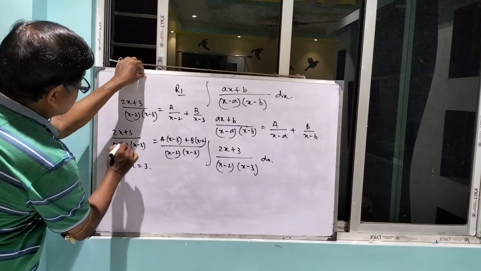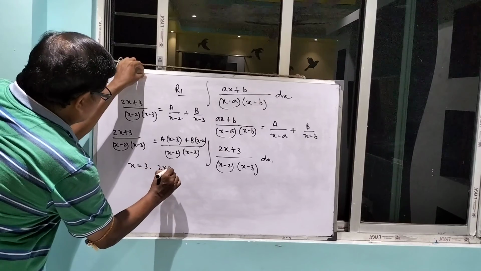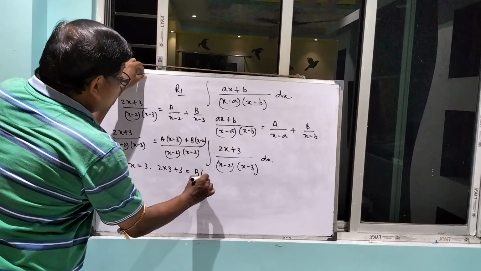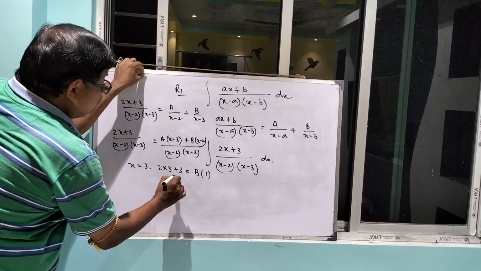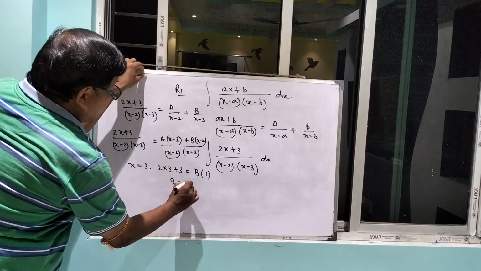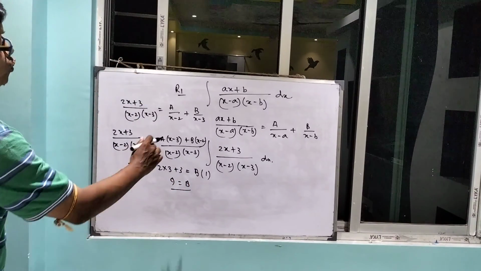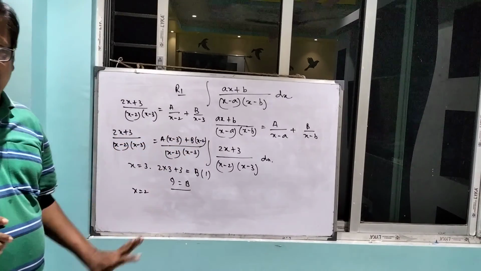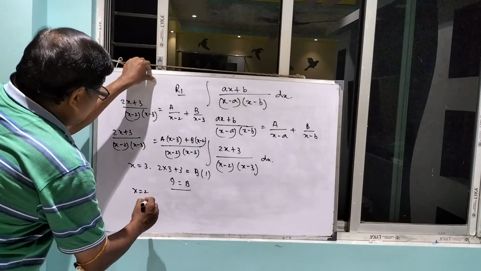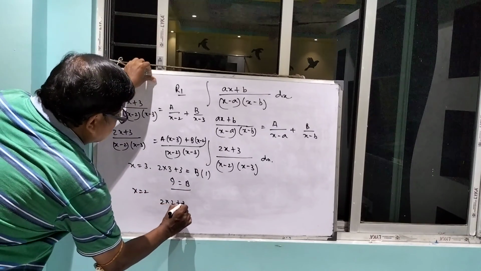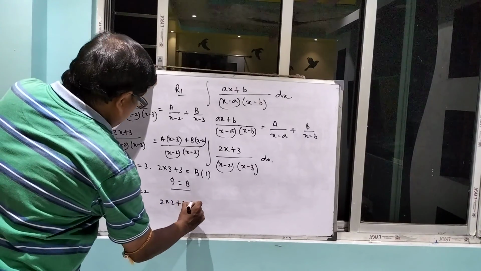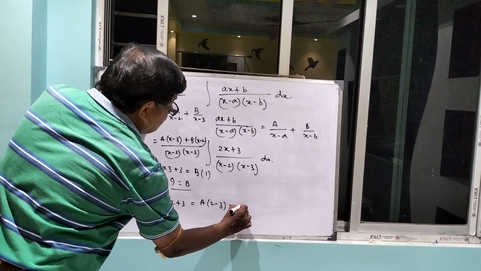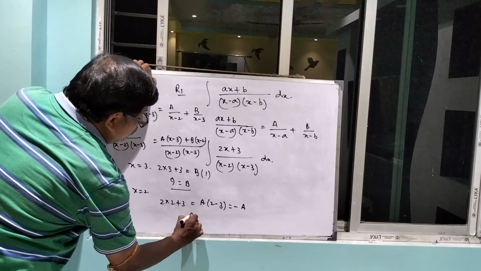Then look here: 2 into 3 plus 3 equals, so this part will be 0, then B into (3 minus 2), which is 1. So B is 9. Now you put x equal to 2, only in the numerator: 2x plus 3 with A into this part. So x equal to 2 gives 2 into 2 plus 3 equals, this part will be 0, so A into (2 minus 3), that is minus A, so A equals minus 7.